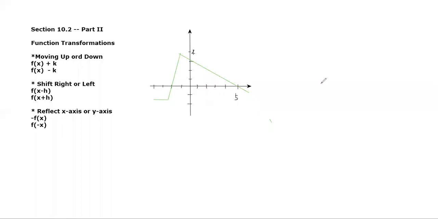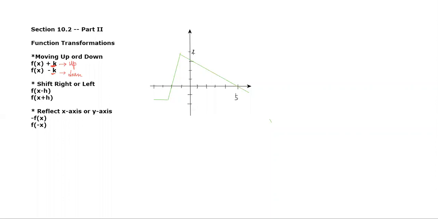Okay, so the first one: you can move up or move down. How do you move up or move down? You add a number or you minus a number, right? When you add a number, you move up. And when you minus a number, you move down.